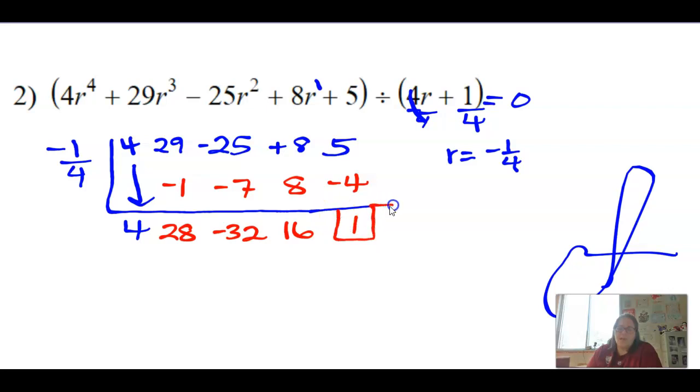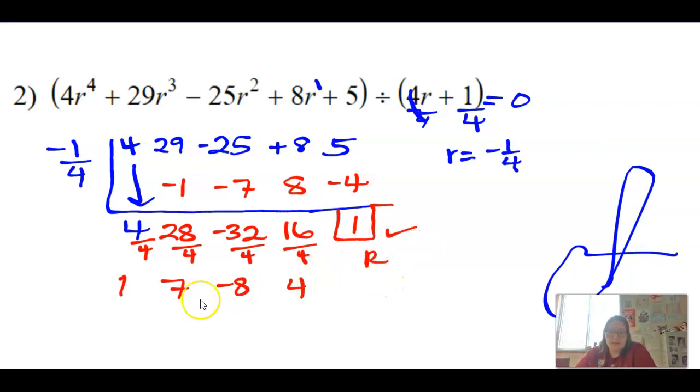All right. So remember, we had to divide by 4 here to get it to fit the right model. So I have to divide these by 4 as well. Okay, so my new coefficients are going to be 1, 7, negative 8, 4. My remainder, remember, stays like it is. I don't have to do anything to that 1.